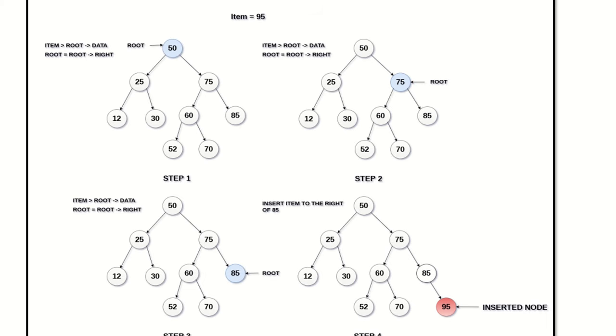So if you look at the diagram, any item to be inserted will always get inserted as a leaf node in the binary search tree.